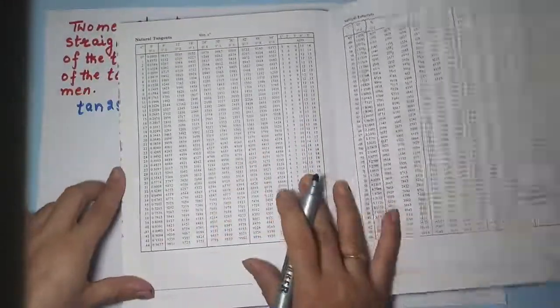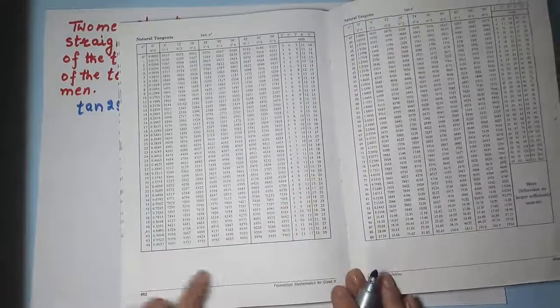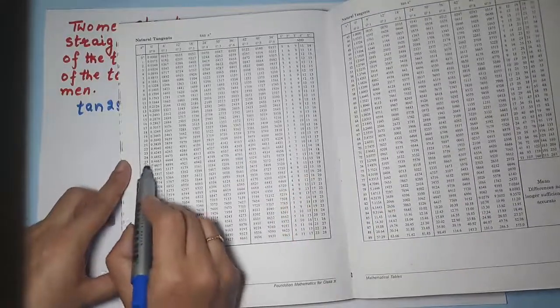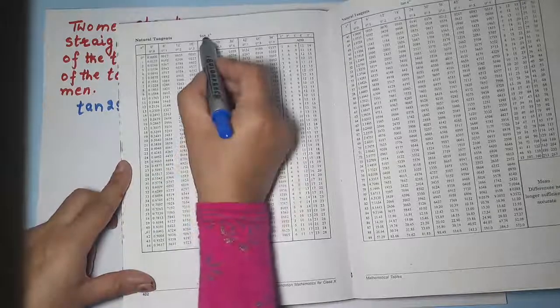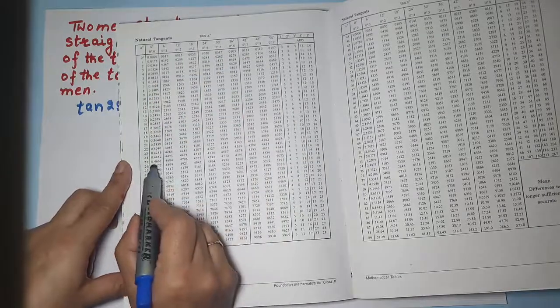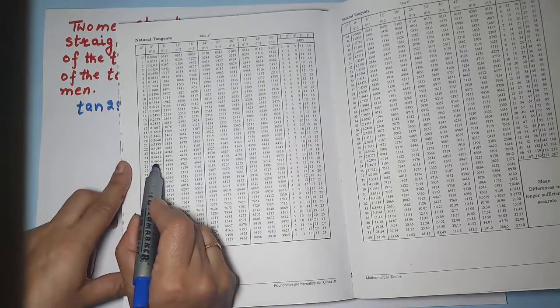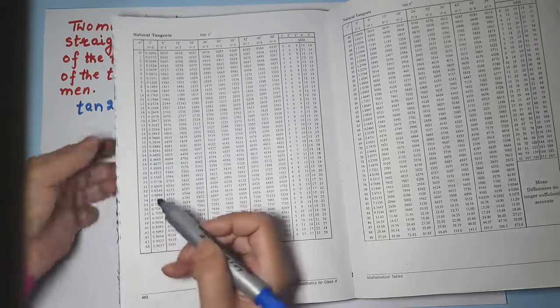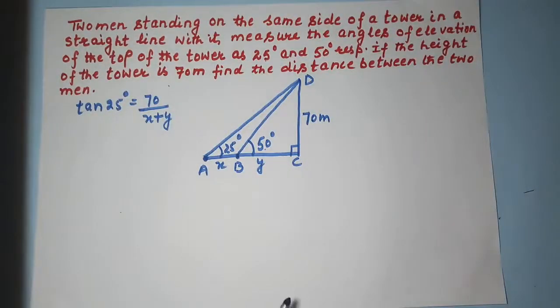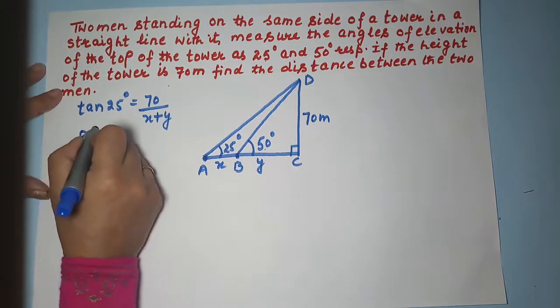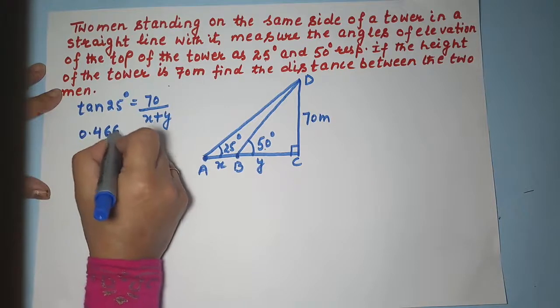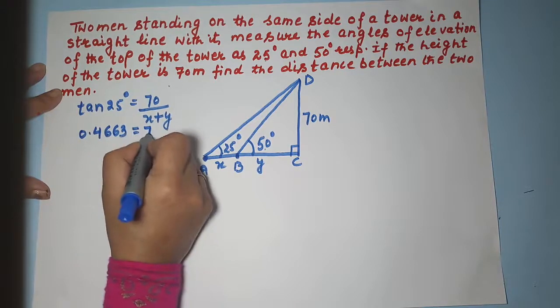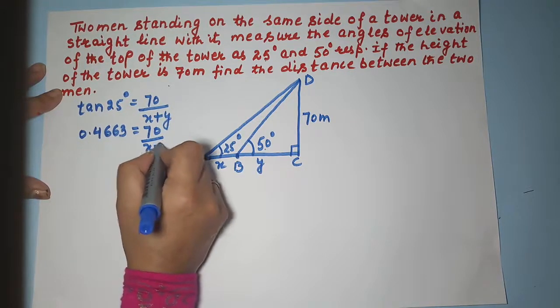We want tan 25. So where is my tan 25? Here it is. Natural tan. Tan 25 is 0.4663. So in place of tan 25, I am going to write 0.4663. 0.4663 is equal to 70 upon x plus y.